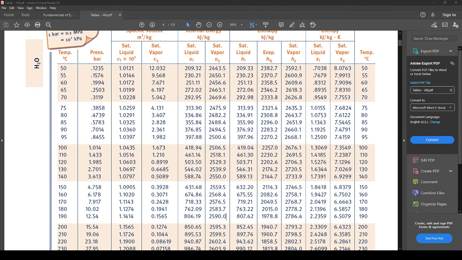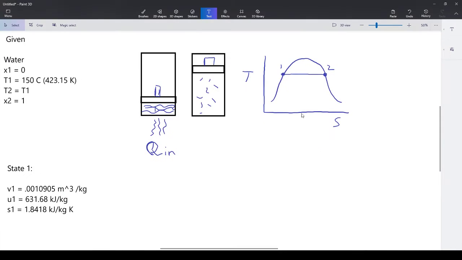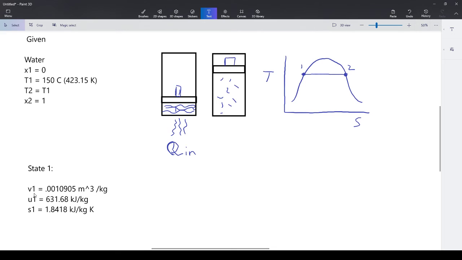All right, and then the last one we're going to take is S_f. So it's the saturated liquid value for entropy. So go all the way over here, and you would get the following, 1.8418. Okay, and this is in kilojoules per kilogram Kelvin, okay? So we have now gotten all of state one's values that we wanted, right? So state one's values are all listed right here. We did what we wanted to do.